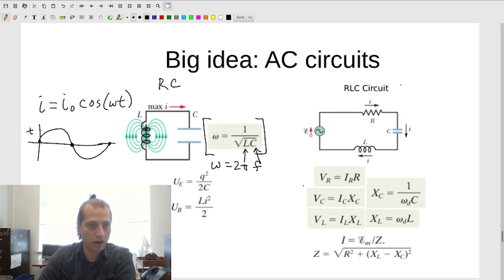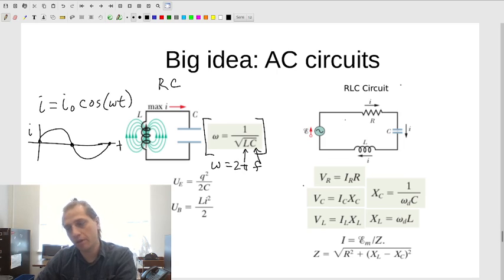So this is our I versus T graph. And in this case, the I versus T graph, the energy is sloshing back and forth between electric energy in the capacitor and magnetic energy in the inductor. And the electric energy is correlated with how much charge is on each plate of the capacitor, and then the magnetic energy is correlated with the amount of current that we get.